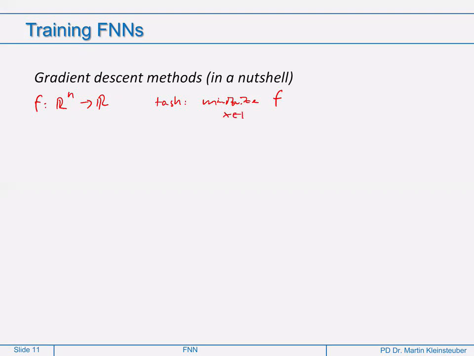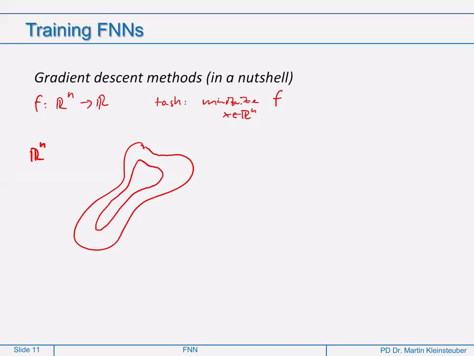Well, let's stick to Rn. Assume that we have our Rn here. I can only draw in 2 dimensions, but this is our Rn, and we look at, let's say, level sets. These are curves where our function is constant. You may think of level sets of a mountain or whatsoever.